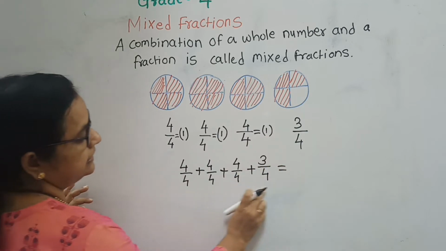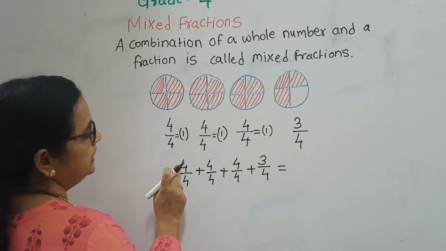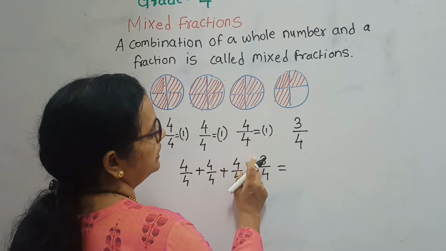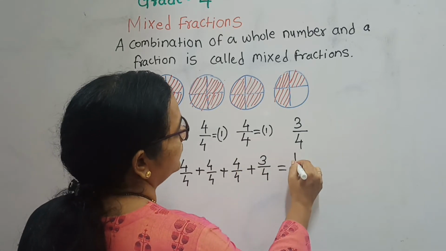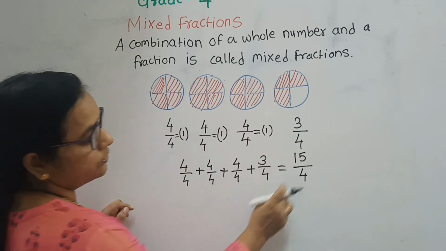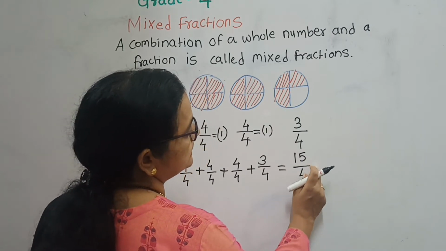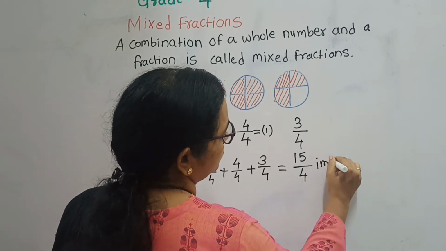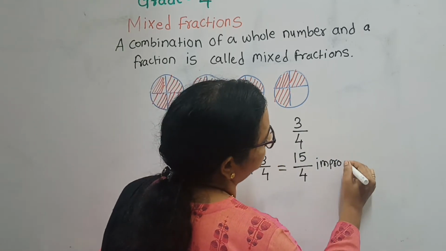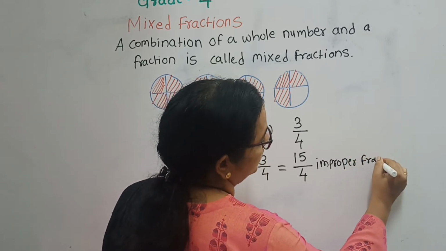Okay. Now see here, the denominators are the same, so we have to add the numerators only. So 4 plus 4 is 8, 8 plus 4 is 12, and 12 plus 3 is 15. And the denominator stays the same: 15 upon 4. Yes, this is an improper fraction, children, because the numerator is greater than the denominator.